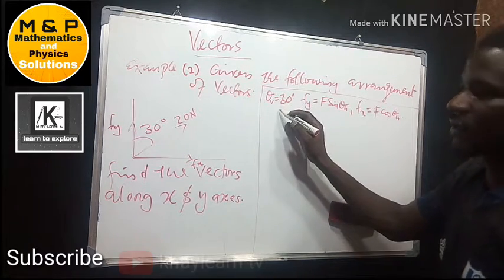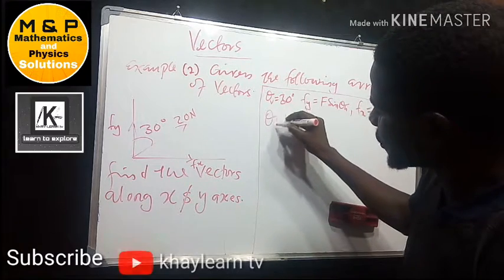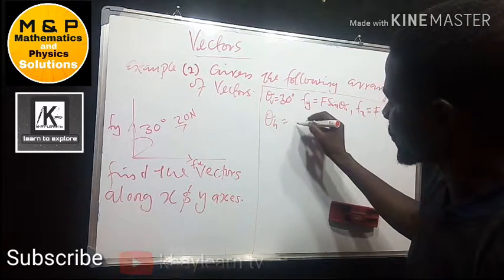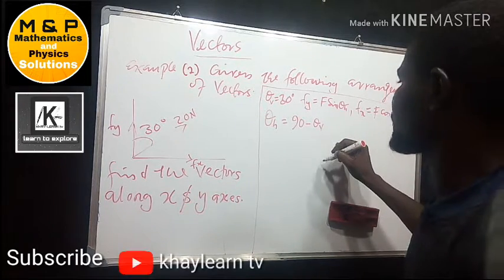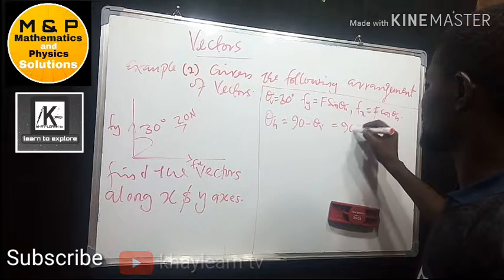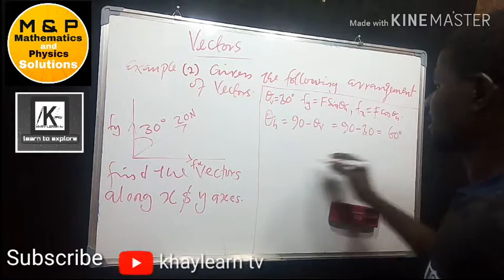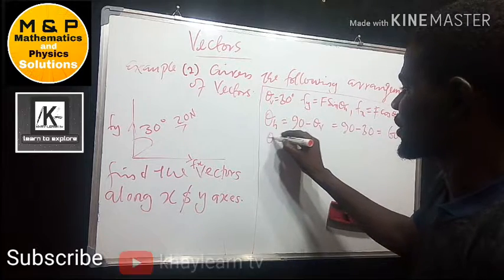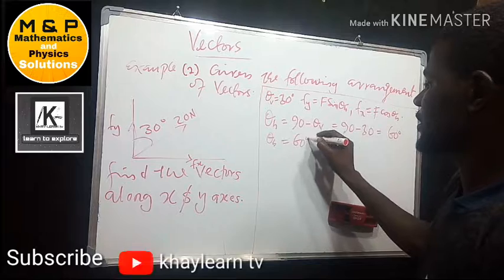But what we are given is just theta to the vertical. We have to get that to the horizontal, so theta to the horizontal will be equal to 90 minus theta to the vertical, which gives 90 minus 30. The answer is 60 degrees. Therefore, the theta to be used in the calculation here will be 60 degrees.